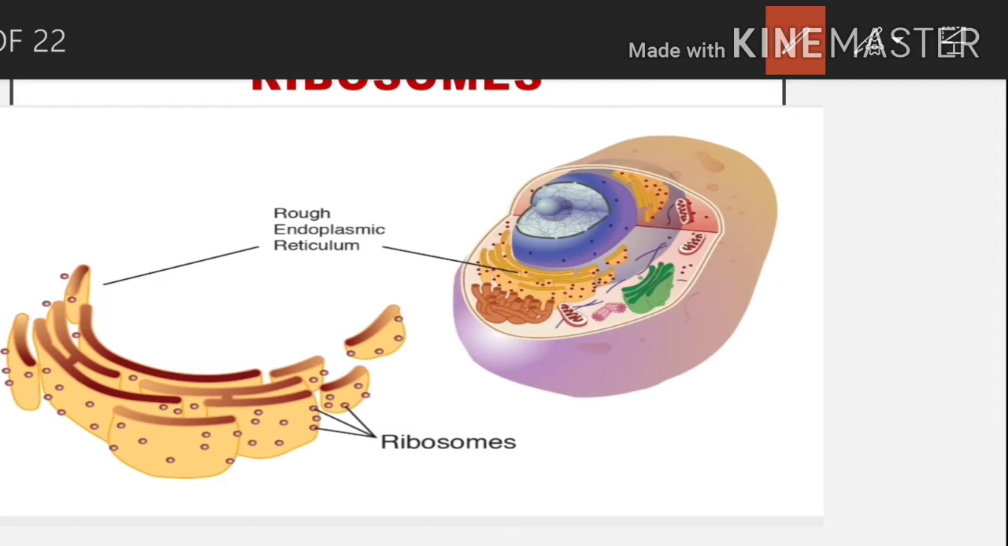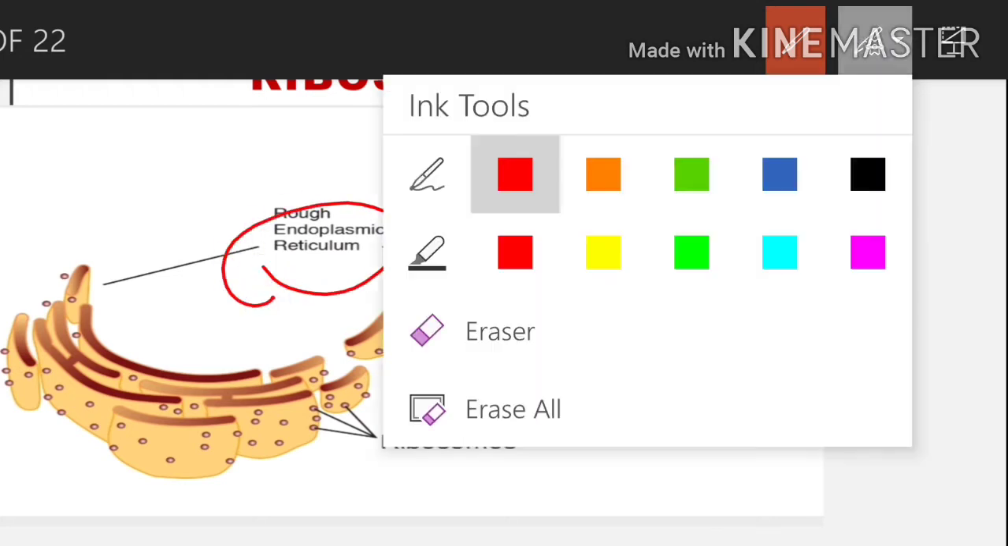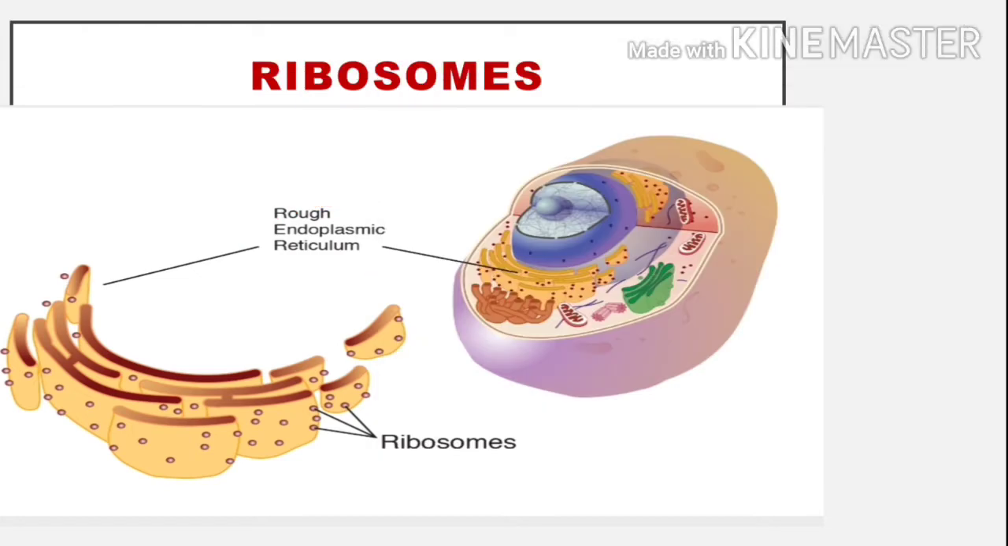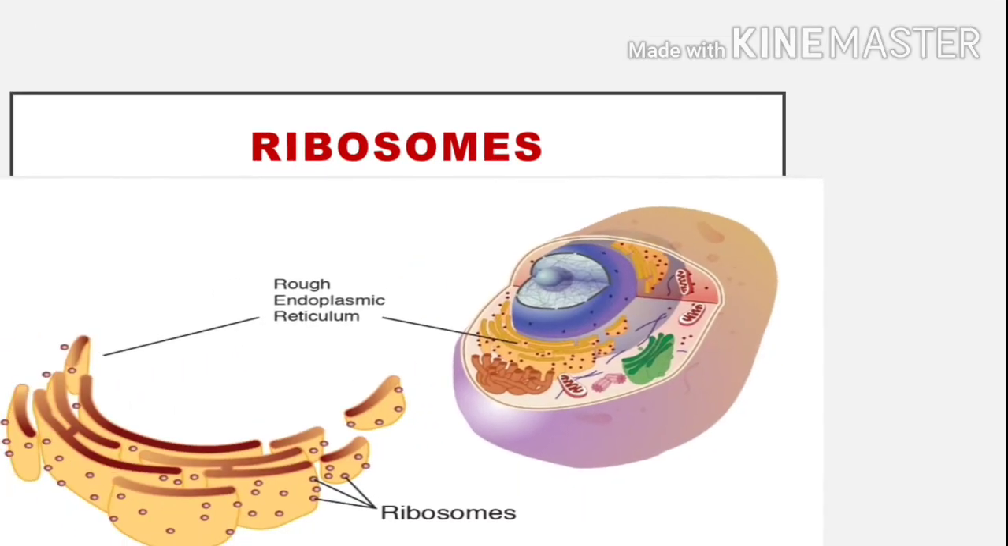So ribosomes are the small granule-like structures present in the cytoplasm of the cell, and ribosomes are made up of RNA and proteins. Ribosomes are of two types. One is free ribosomes, which are scattered throughout the cytoplasm, and the second one is attached ribosomes. These are attached to the surface of the endoplasmic reticulum. So the main function of the ribosomes is the synthesis of proteins.